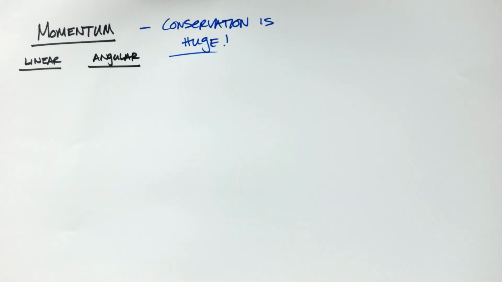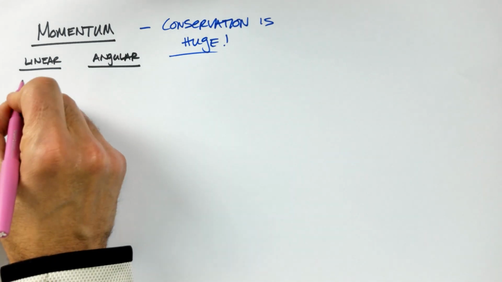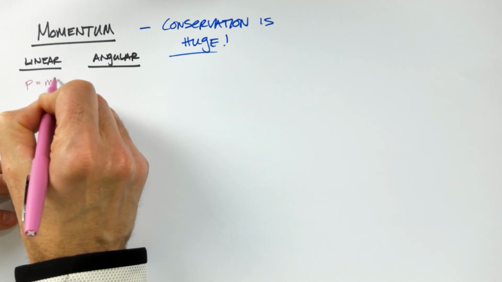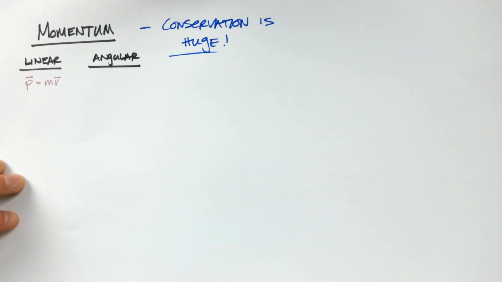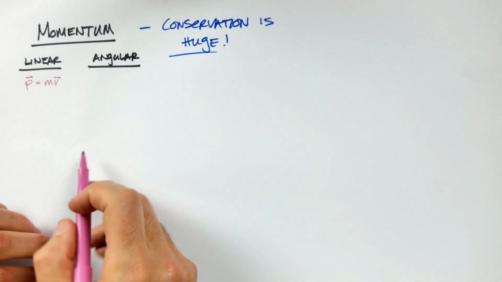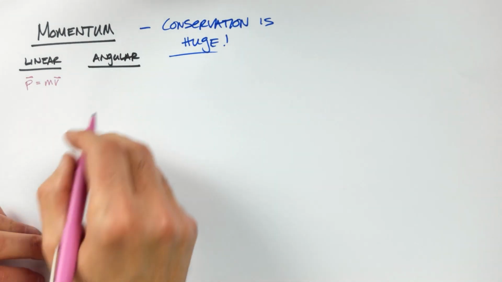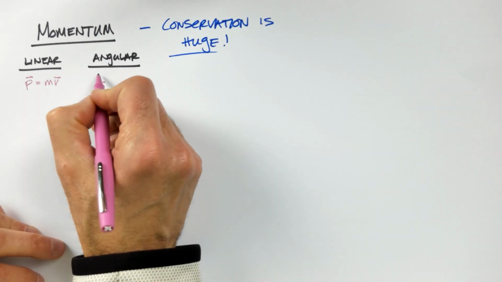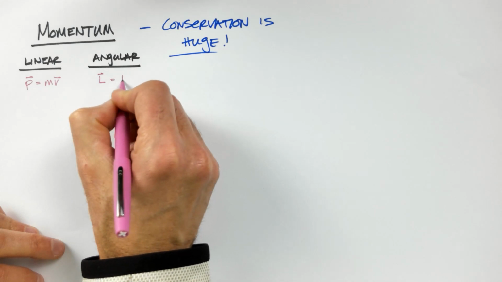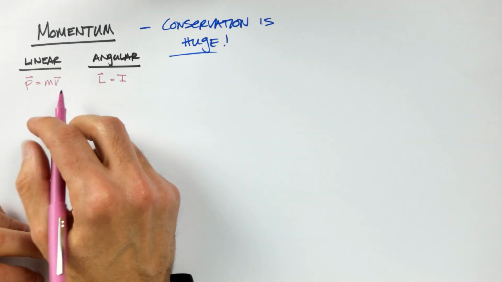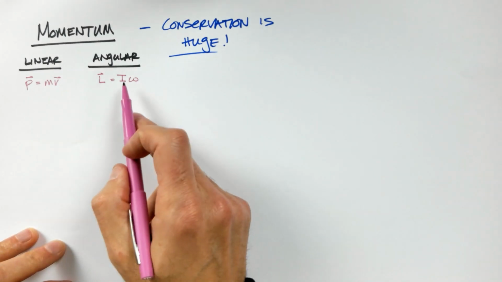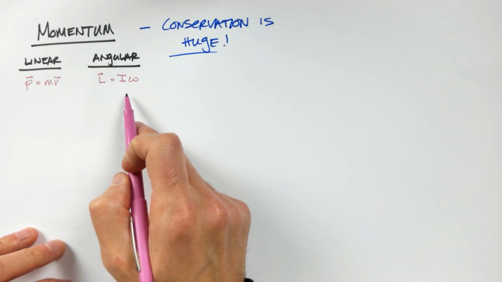And let's first start off with what we know already. Momentum from last year in a linear fashion is just mv. So the linear momentum vector is going to be equal to the mass times its velocity vector. And we also know that the angular momentum, capital L, was equal to the moment of inertia for a system times its angular speed. We're going to actually come back to and derive this in a second.